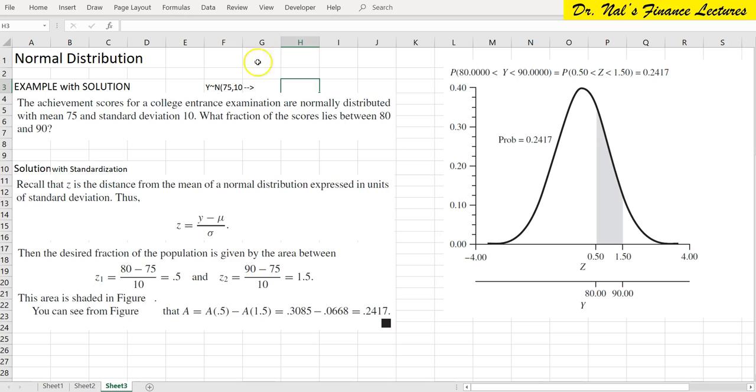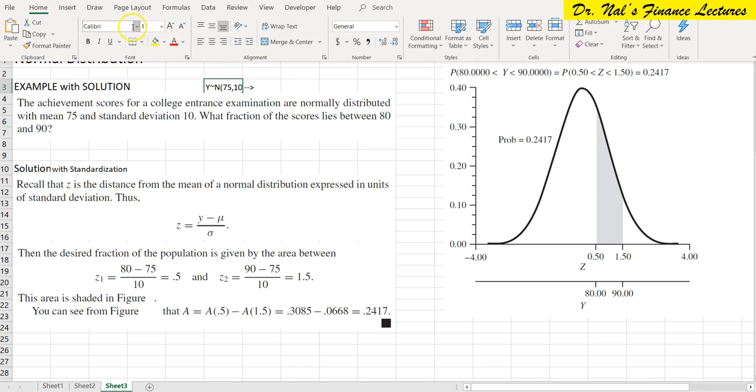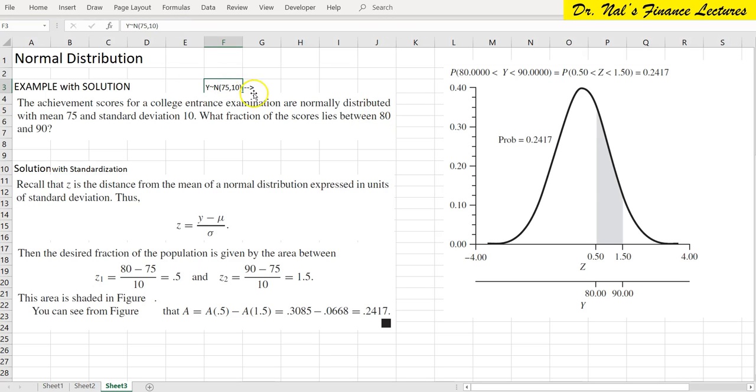Let me make it slightly smaller so it fits the screen. There we go, so this is how it was. We are going to turn it into a standard normal, distributed normally but with mean 0 and standard deviation 1. That's the whole point. When you apply this transformation, this function, it will turn this into a standard normal. All right, so this is the old school way of solving these problems.